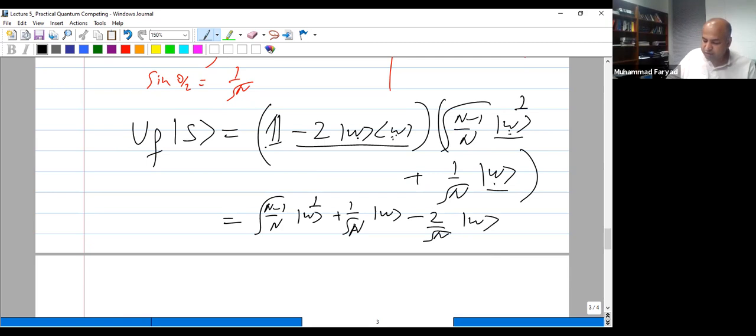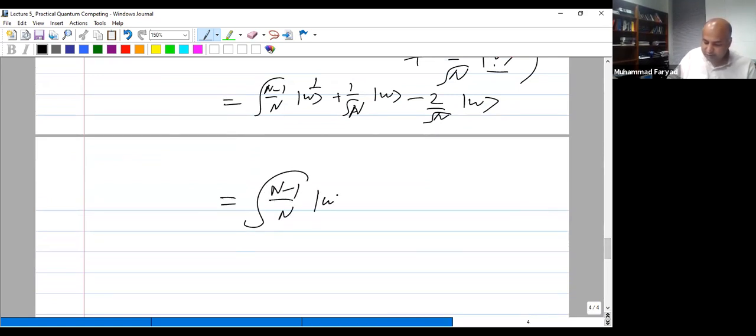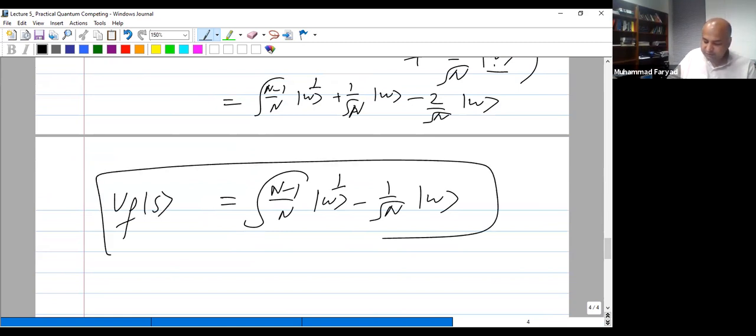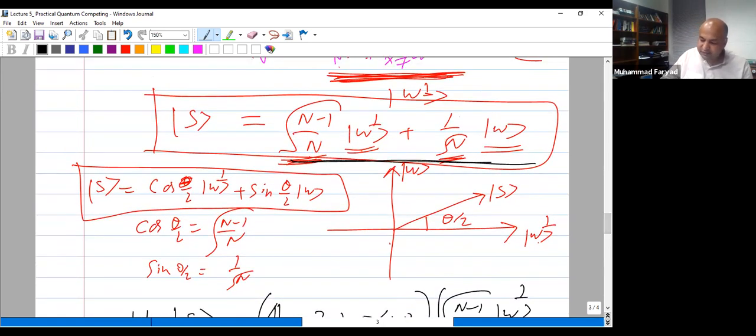So only W is left, with minus 2 over square root of n, and the W perpendicular term is square root of (n minus 1) over n. And plus 1 over square root of n minus 2 over square root of n can be combined to get minus 1 over square root of n. So this is my state UF into S. And if you compare it with this state, this is nothing but with only a sign flip from plus to minus.